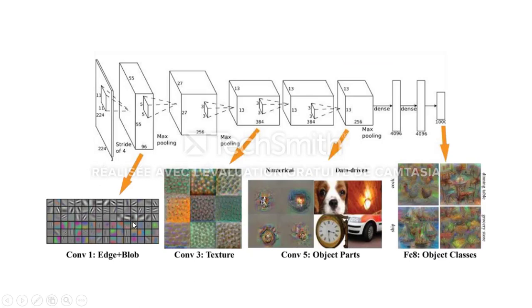This is another example. The first convolution captures the edges and blobs. The second one captures the texture. The third one captures more of the content of the image, such as object parts, and the final one captures the classes of the objects.